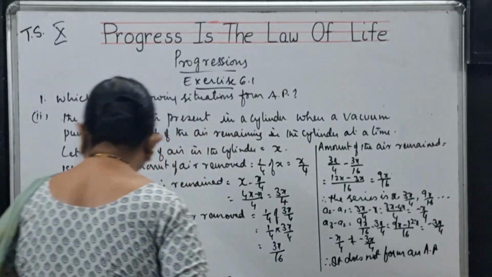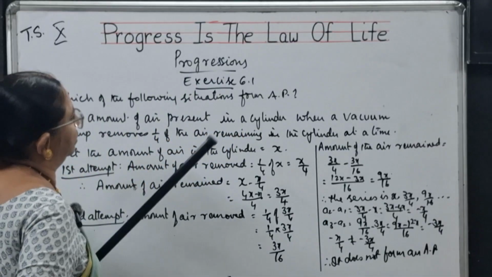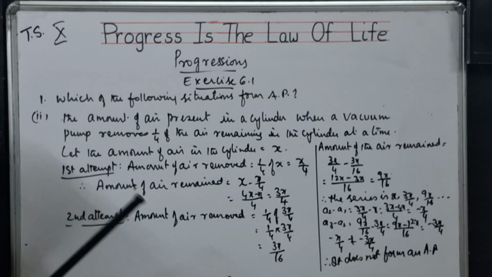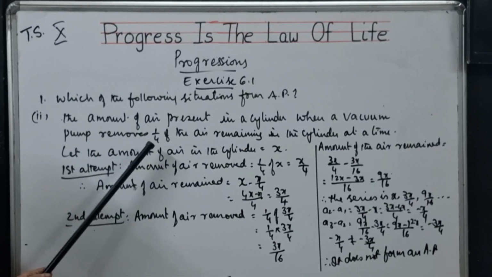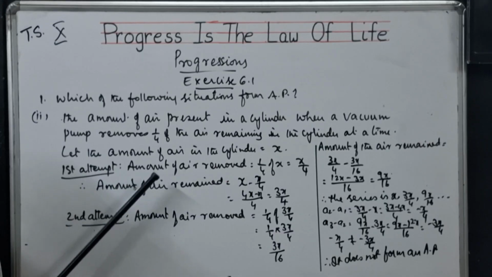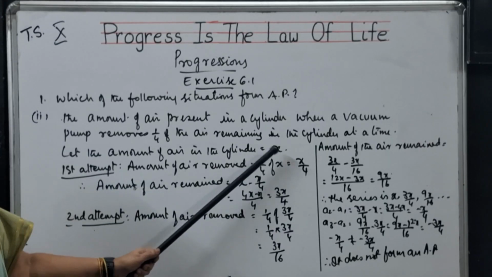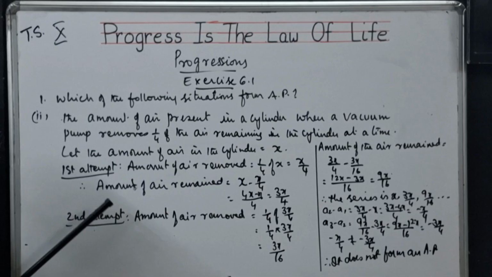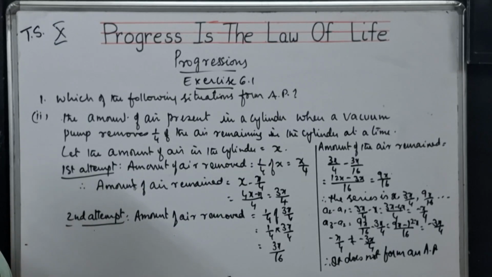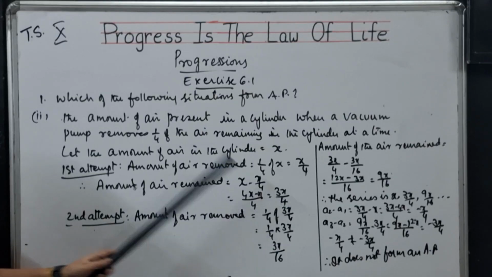So I hope I am clear, children. There is some air in the cylinder. How much air is there? We consider it as x. Now what they said, for every attempt, 1/4 of the air is getting removed. So in the first attempt, the amount of air removed is 1/4 of x, that is x by 4. So what is the amount of air remained after removing x by 4 from the original? You have to subtract x by 4. So this is 3x by 4 I got.